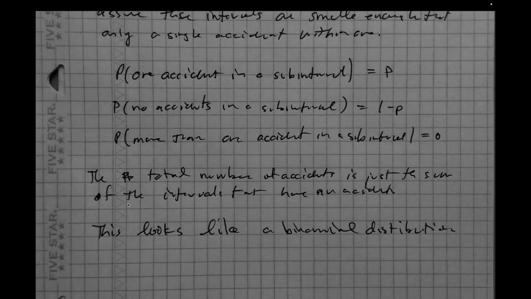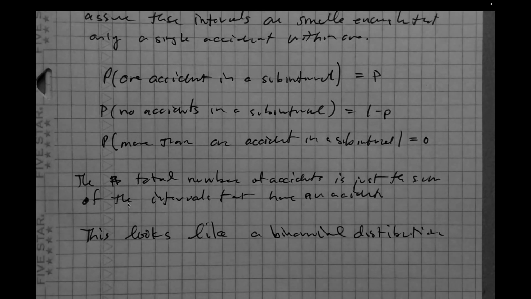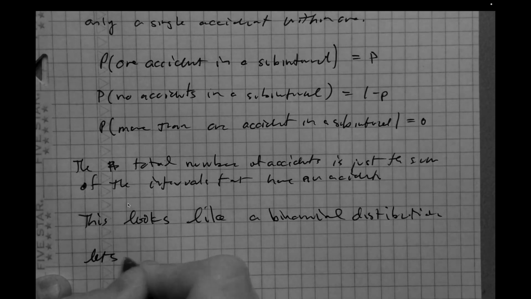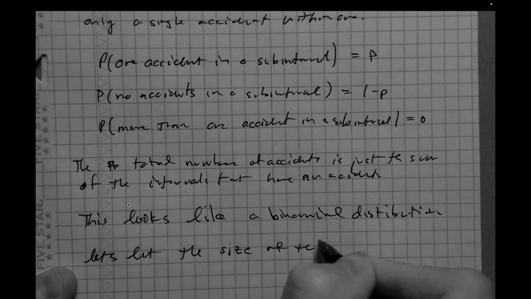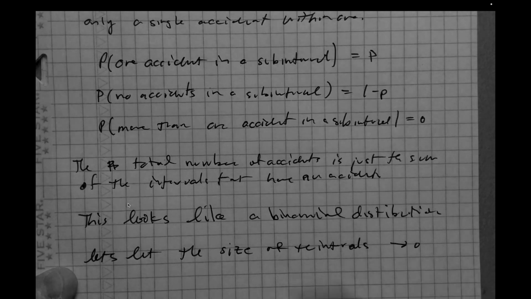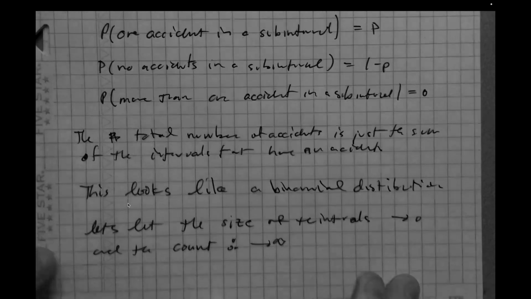Now, what really makes this not a binomial distribution is the interval concept, these discrete intervals. So let's see what happens when we shrink the intervals so that the width of each goes to 0, which is another way of saying we let the count of intervals go to infinity. Let the size of the intervals go to 0, and the count therefore go to infinity.